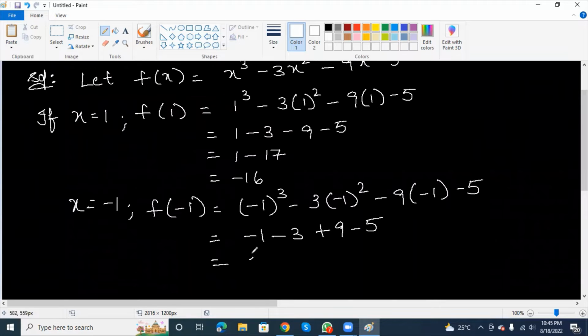So this is a plus 9. Same signs we will add. Minus 1, minus 3, minus 4. Minus 4 minus 5 is minus 9. So 9 minus 9 is equal to 0.